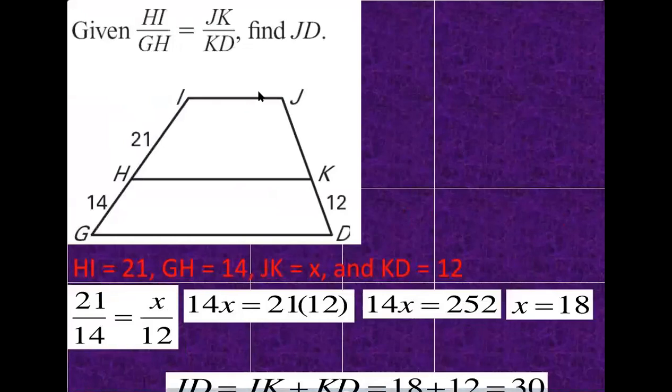In this question, he's looking for JD. Where is JD? JD is the whole. But look at the ratio which he gave us. It depends on the given. He said HI over GH equals, which should be the same, DK over KD. Then we will substitute 21 over 14 equals x over 12, and then we will make a cross product to find the value of x, which will be equal to 8.